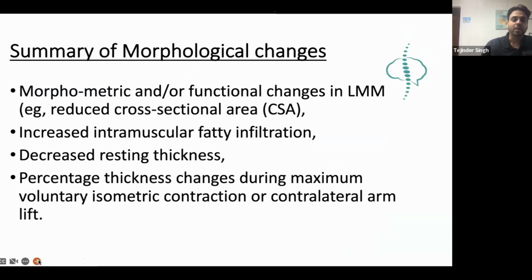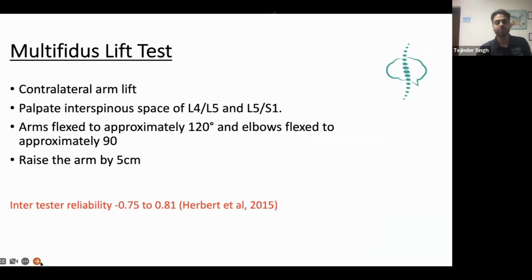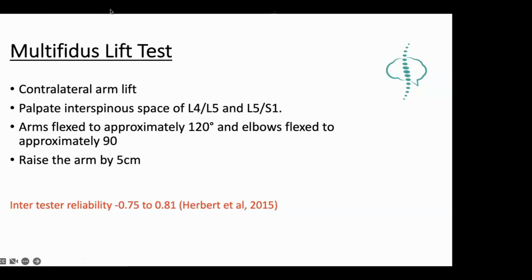Okay, let's build this up. Let's talk about the assessment. How would you assess? I've already given you this, but let's go through it. I'm going to show this on a skeleton because I don't have anybody in the clinic. So I'll show you on the skeleton how you do it and how you should assess.